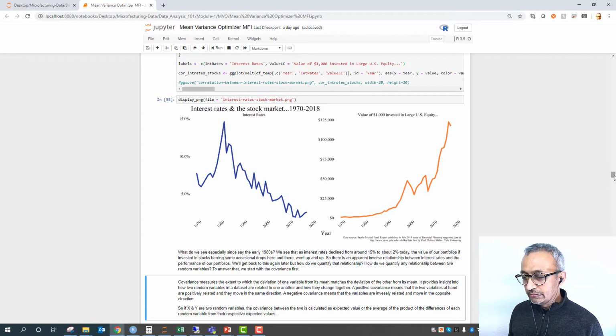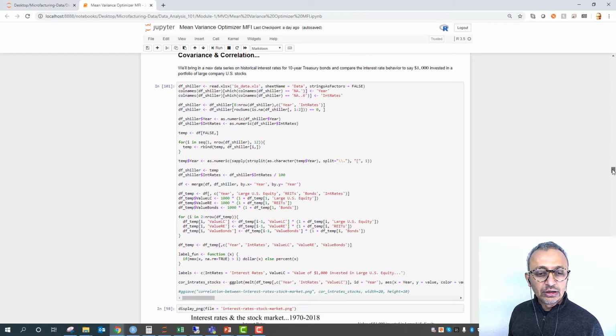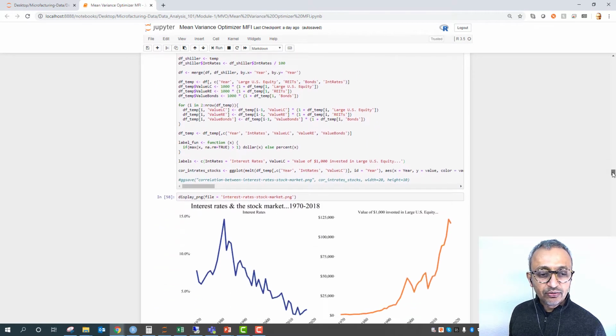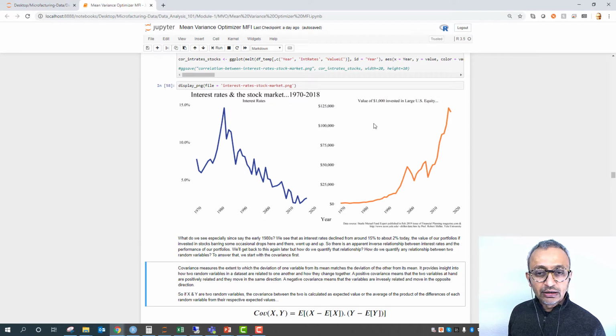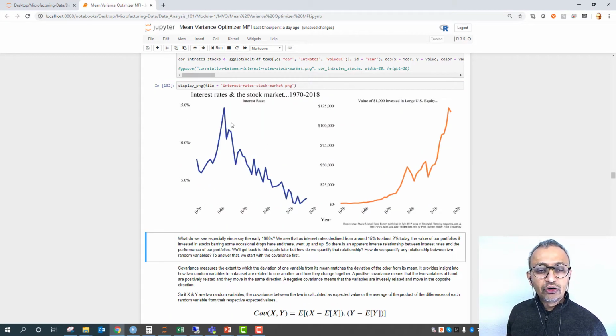So don't worry about this piece of code. This is just to get to a point, and you'll learn some of these things later on to be able to code a little bit. You're going to be doing a lot of it later on in the course, so don't worry about that piece now. That entire thing is done just to get to these two plots, which show the interest rate on one side and what $1,000 invested in U.S. large company stocks has done since, say, 1970.